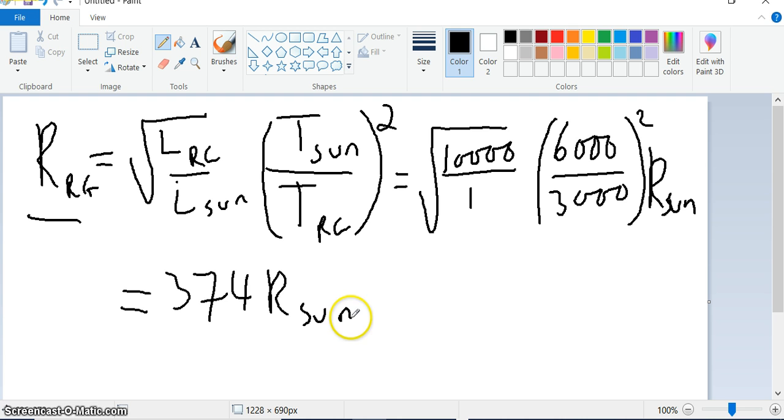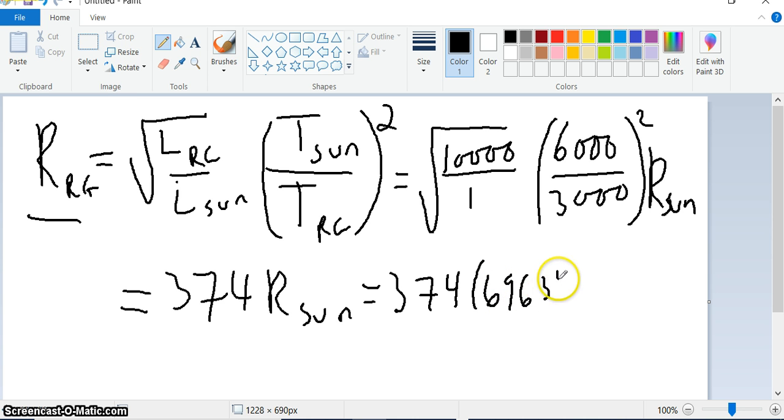We actually know the radius of our sun. You can look that up, you can just Google it. In kilometers is probably the best. So it's going to be 374 times 696,340 kilometers. That's the actual radius of our sun.